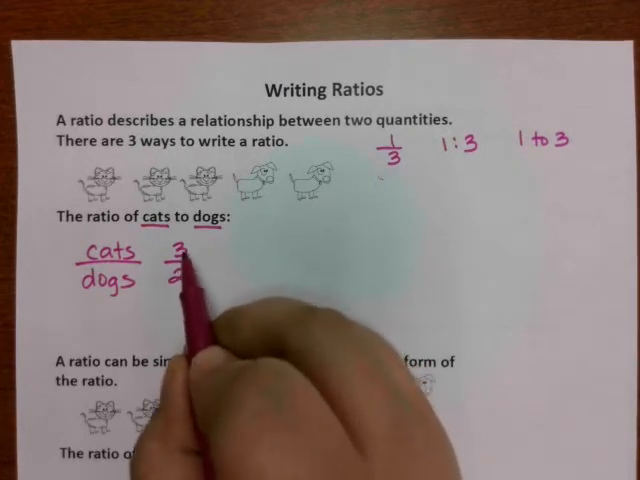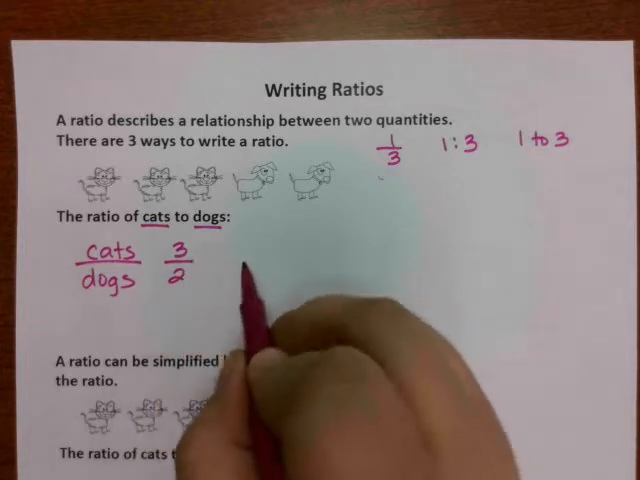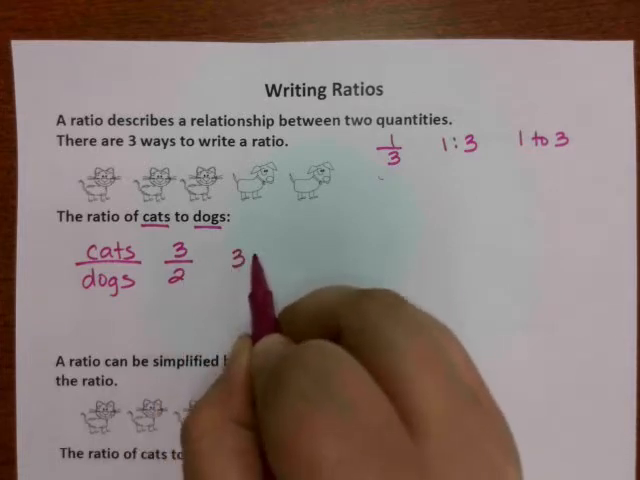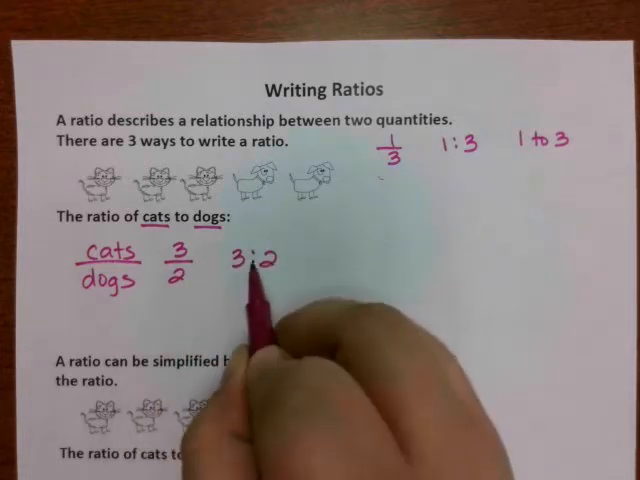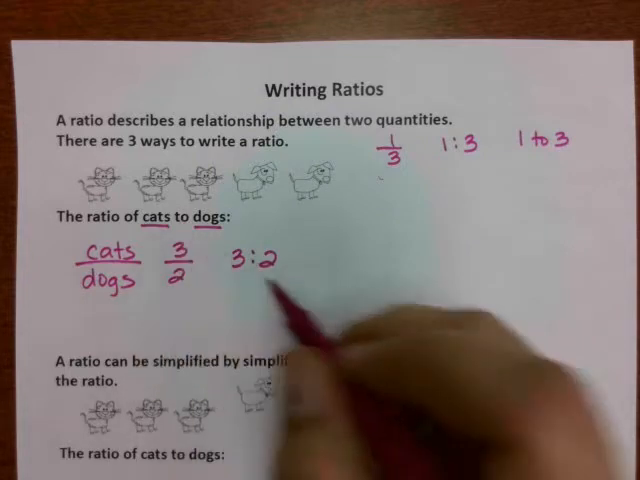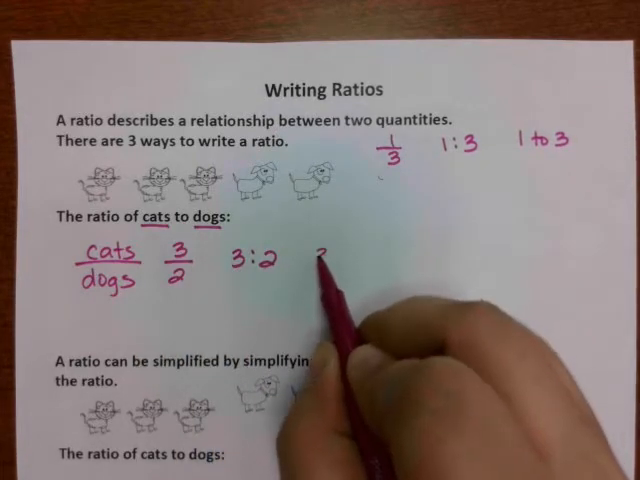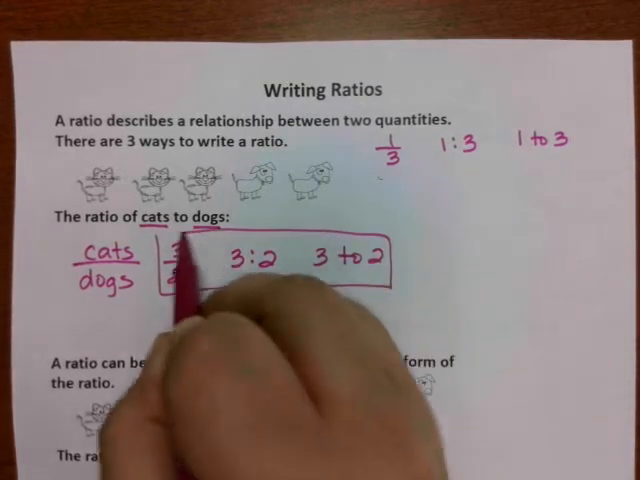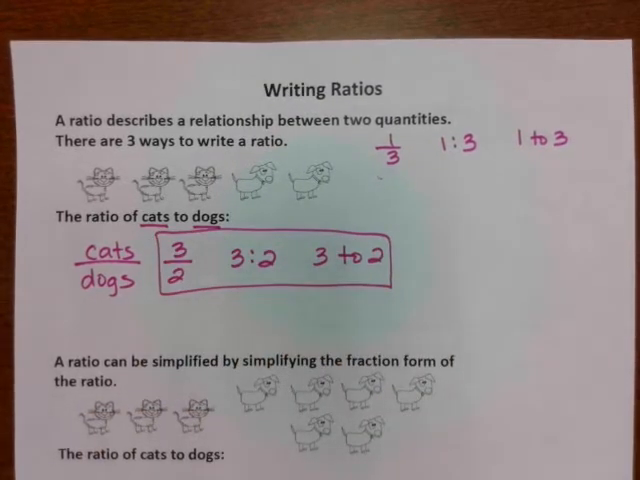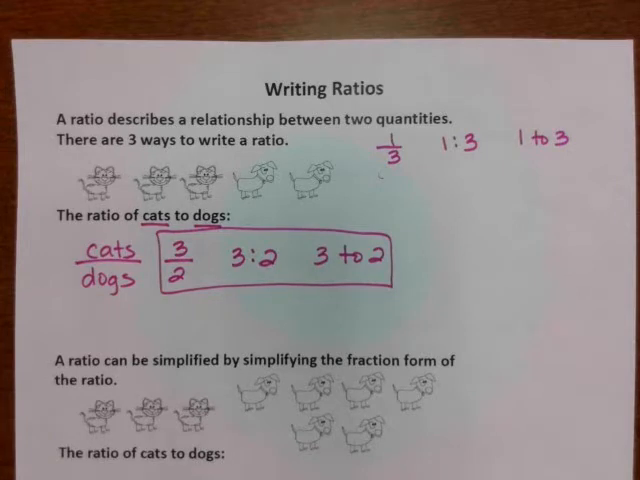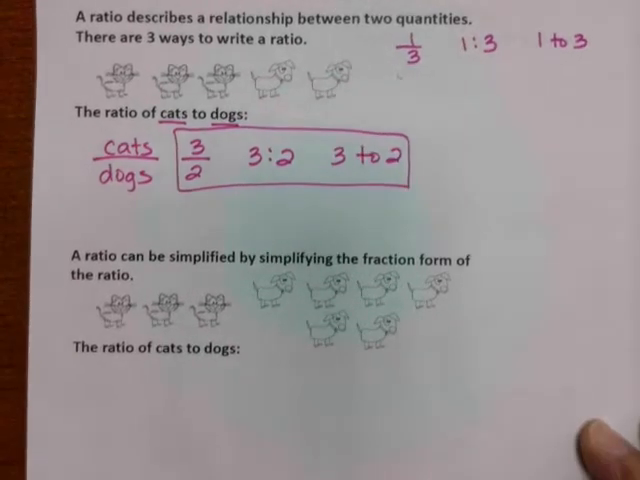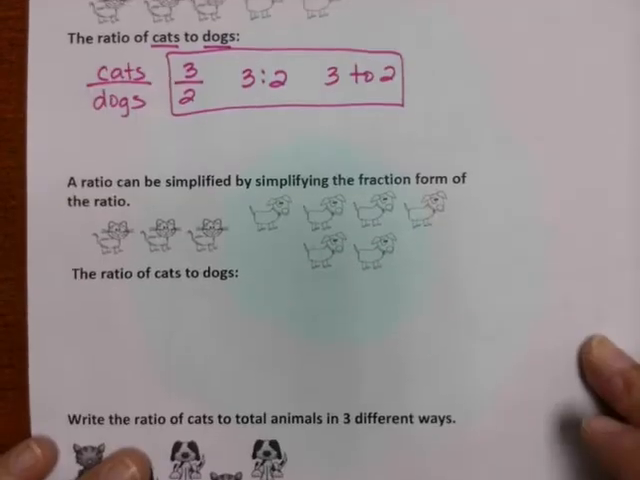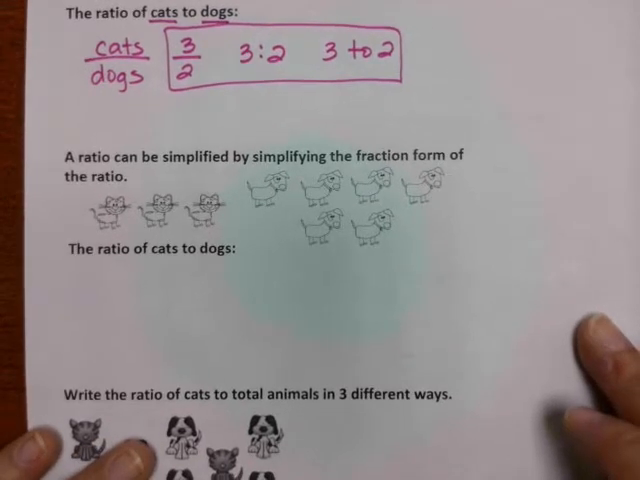So my ratio is 3 over 2, but I can also write that as 3:2. We read the colon as the word "to." So 3:2, or 3 to 2 with the word "to" in the middle. So there are my 3 ways I can write a ratio. Very, very simple.